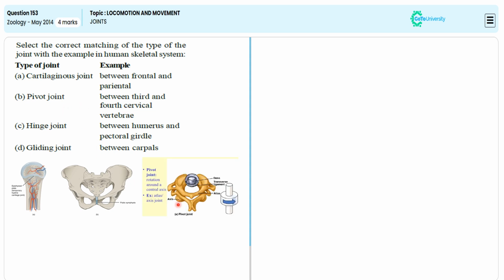Why are we avoiding option C? Because the hinge joint is not observed between the humerus and pectoral girdle. We are observing it exactly at the elbow area. So we are avoiding option C.